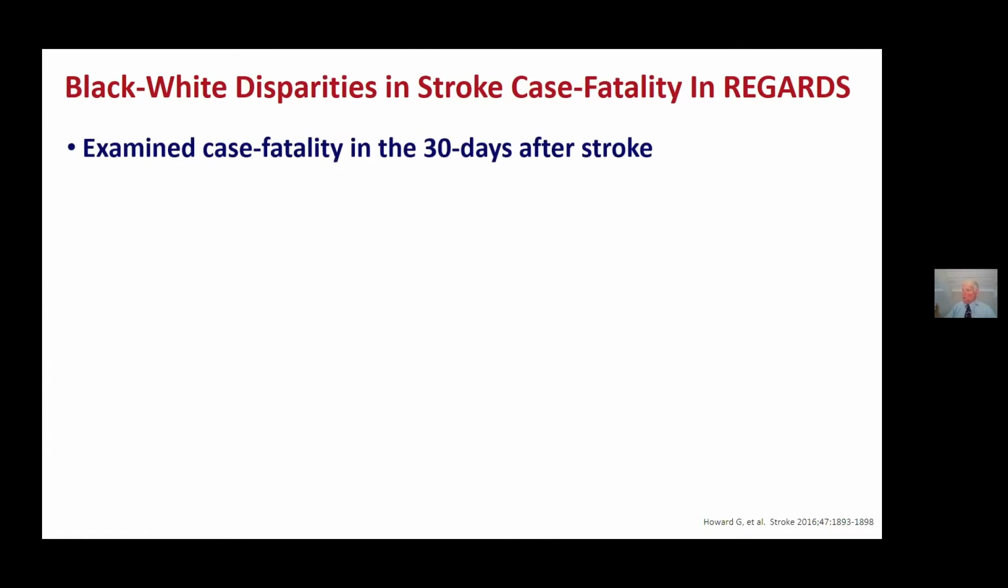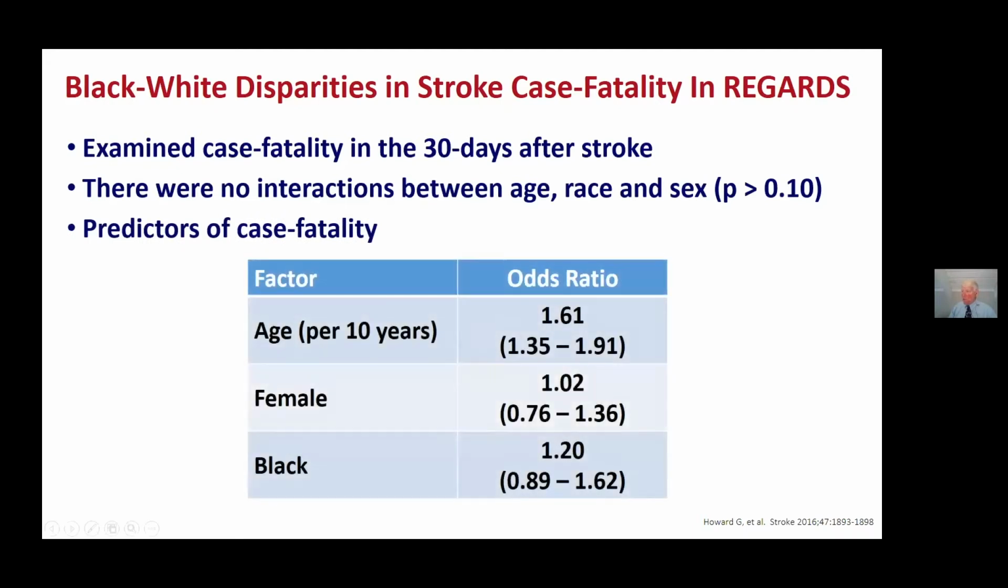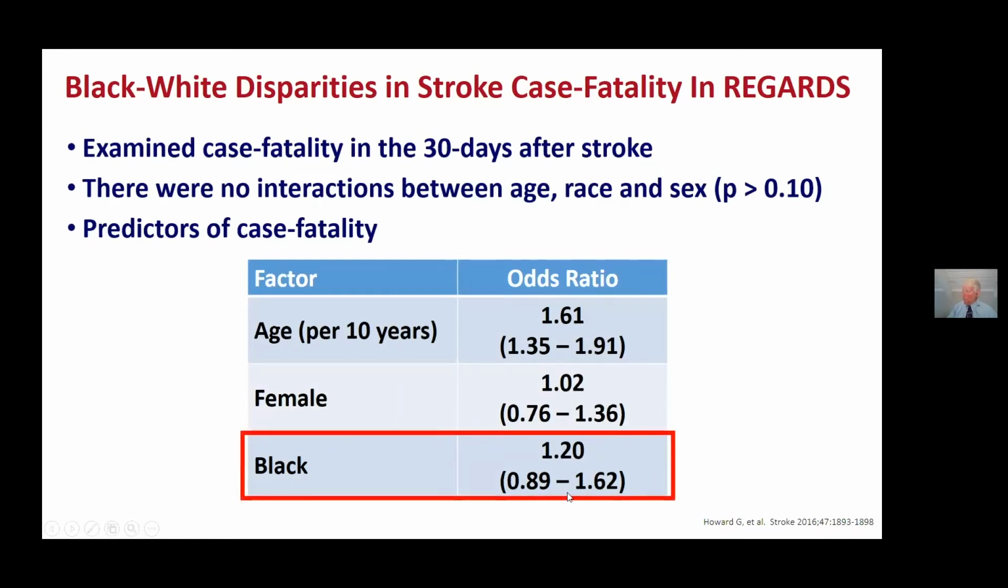Shifting gears now and focusing on case fatality, black-white differences in case fatality. So what we did was examine the case fatality 30 days after a stroke. There were no interactions with age, race, and sex here, so we could look at main effects. And when you do that, what you come up with is that you're more likely to die if you're old. Being male or female had no impact. The 95% confidence limits included one.